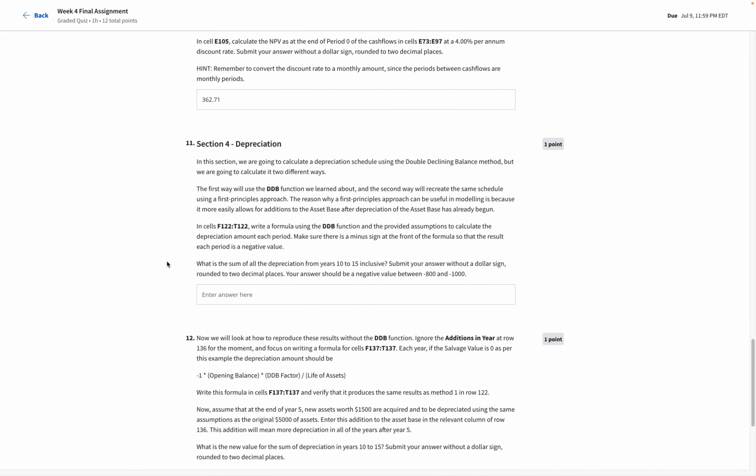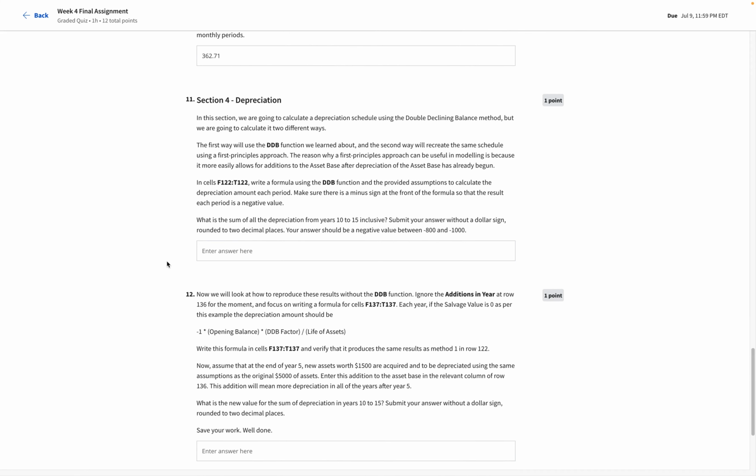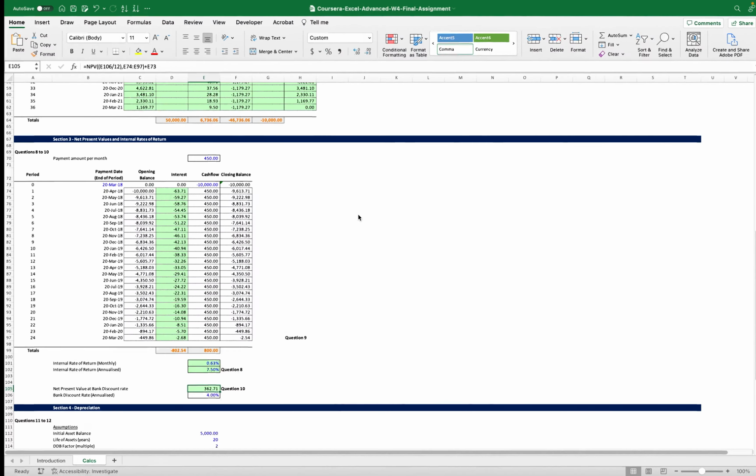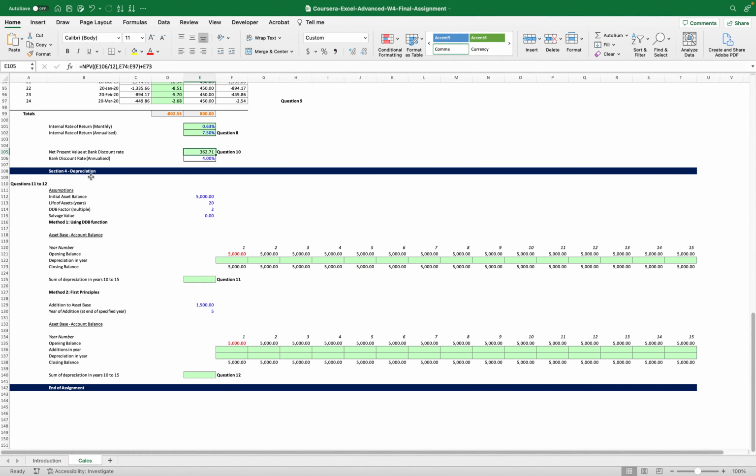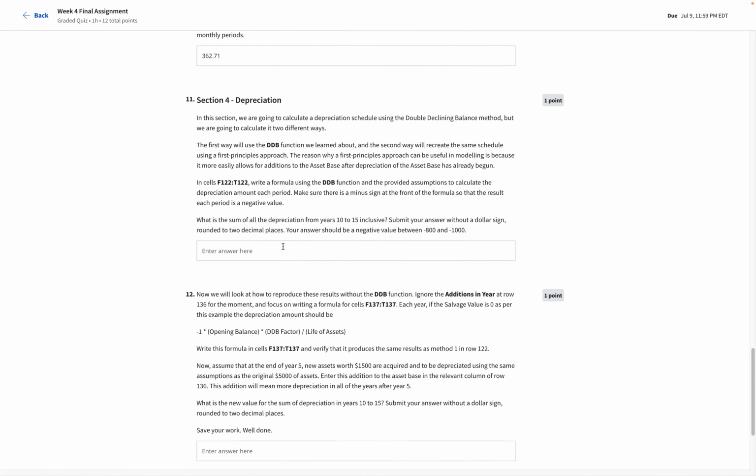And now finally, we're going to take a look at a depreciation schedule. So they want us to depreciate this asset that has an initial balance of $5,000, a 20-year lifespan with a $0 salvage value. And they're asking us to use the double declining balance. And starting in cell F122, we'll use the DDB function.